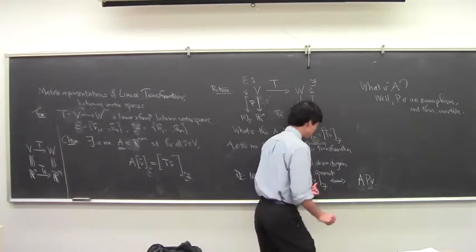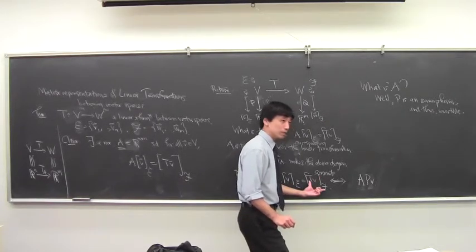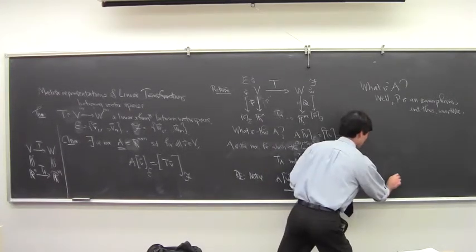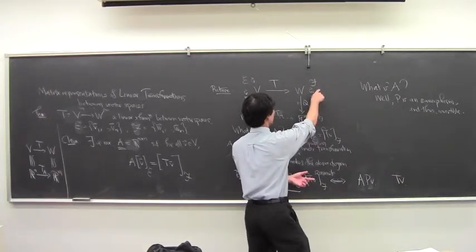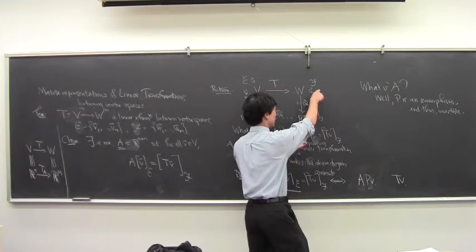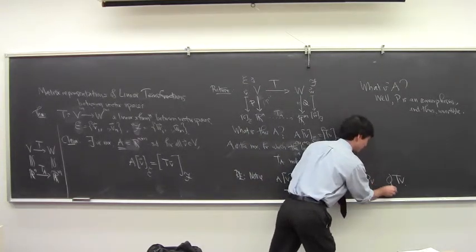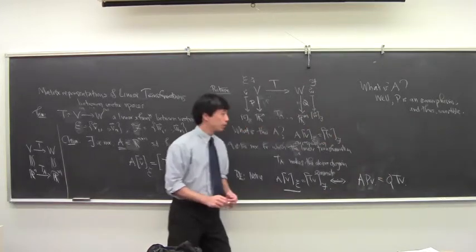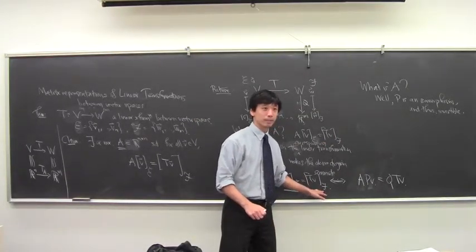Now let's write the right-hand side. The right-hand side says take TV and then take the coordinates with respect to the F, right? So that says take TV, TV is over here, and then I want the coordinates with respect to F. That means hit the thing with Q. Hit the thing with Q. So I'm writing the same thing again here.